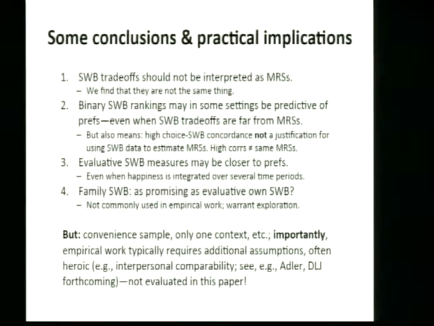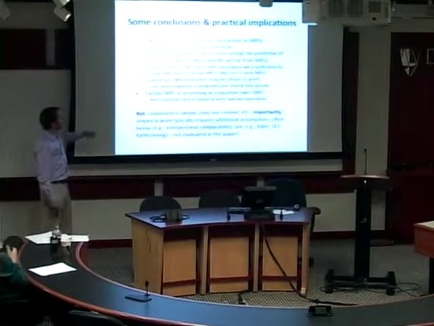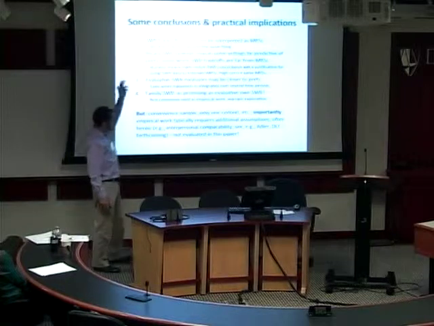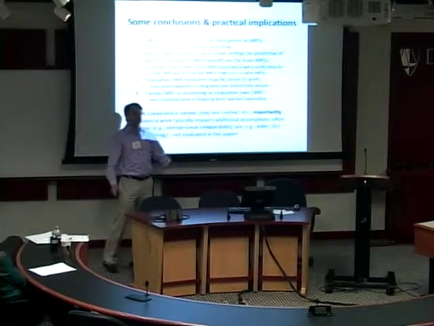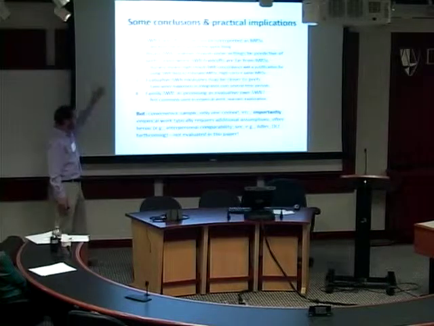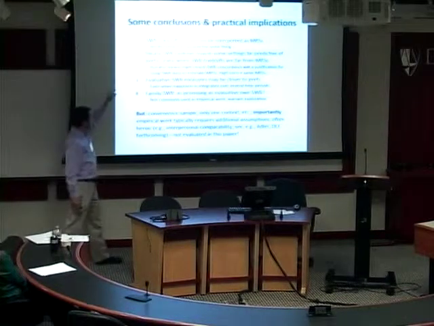Okay, let me close with conclusions, and then try to tie it a little bit to the well-being index that we started discussing before. So, some practical implications. We have some findings, and we try to translate them to practical implications if you do want to use happiness to learn about preferences. So first of all, the happiness-based trade-offs are not the same as marginal rates of substitution. Don't assume that they are the same.